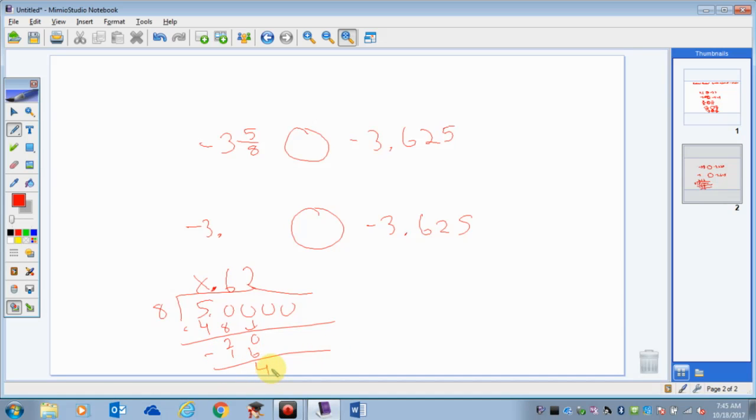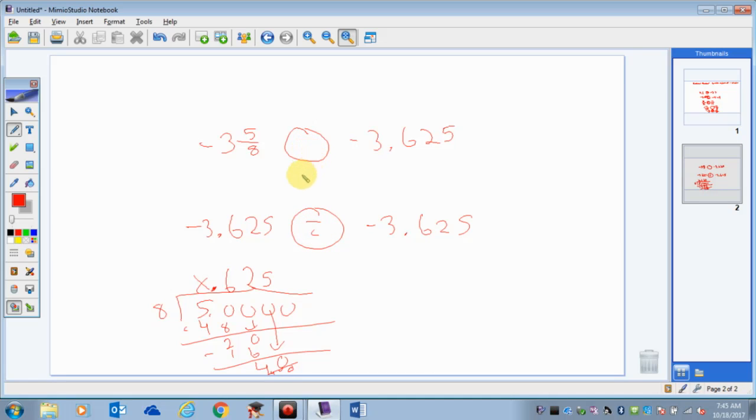20 minus 16 is 4. Bring down the 0. 8 will go into 40 five times. 8 times 5 is 40. And this one terminates. So it's going to be 0.625. So I have negative 3.625 and negative 3.625. So that's going to be equal.